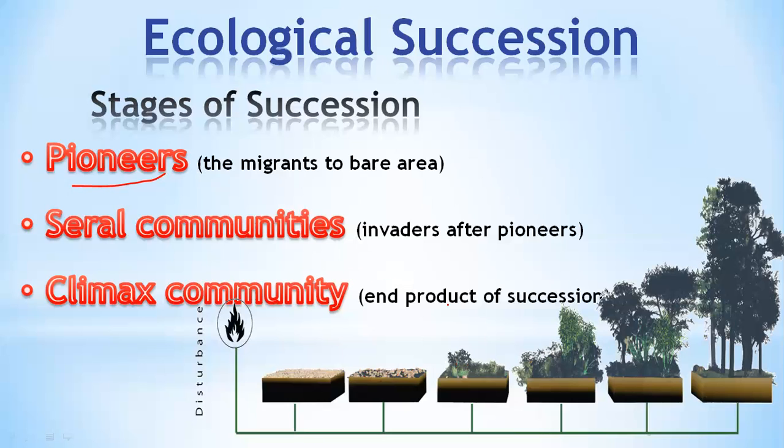The next one is the climax community, when the environment is so plentiful and so favorable for the living organisms. So the climax community will form over there. That is the end product of succession, you can see here.